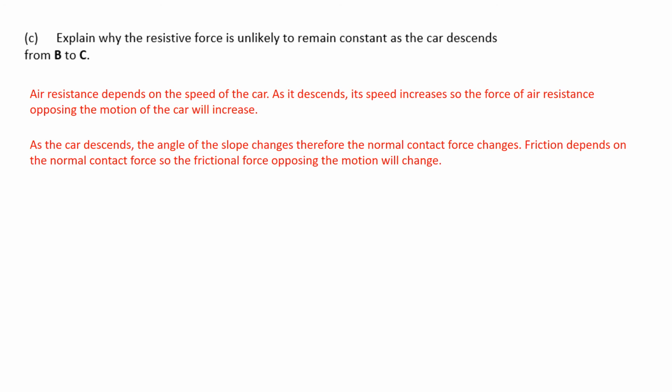As it's going down the track, if you look back at the diagram, you'll see the angle of the slope changes, which means the normal contact force is changing, because the normal contact force is given by mg cosine of the angle of the track. Friction also depends on the normal contact force. It's directly proportional, in fact, to the normal contact force. So if the normal contact force changes, that means friction will also be changing.